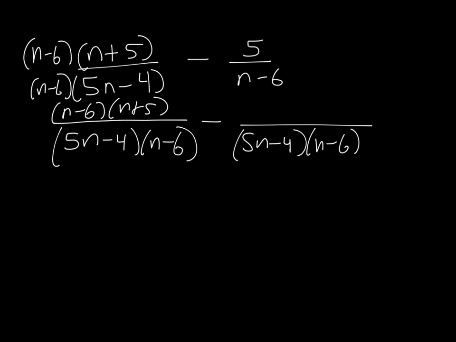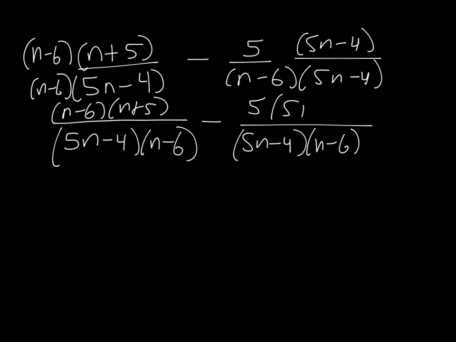And over on this side, we had the n minus 6, but we don't have the 5n minus 4 here. So to go from here to here, we need to put a 5n minus 4 right there. So we do that, but we can't multiply there unless we do the same thing to the numerator. So our new numerator is right there.